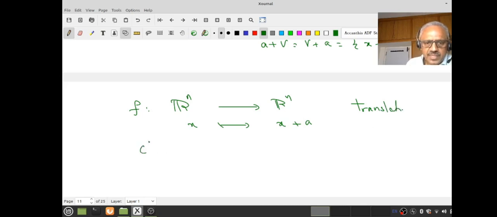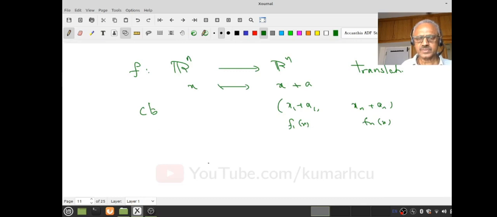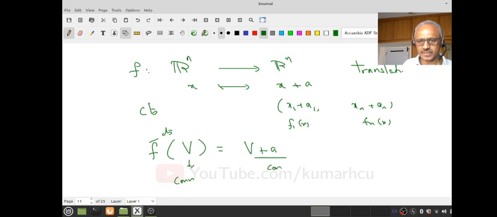This is continuous. Why is it continuous? Because this map is (x1 plus a1, ..., xn plus an), so these are my f1(x), ..., fn(x), and these are all continuous maps. Therefore this is continuous. And what is f of V? This is V plus a. We know V is connected and f is continuous, therefore f(V) is connected, therefore any translate is connected.